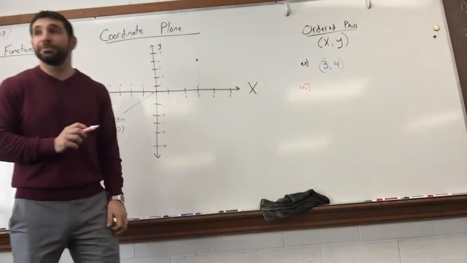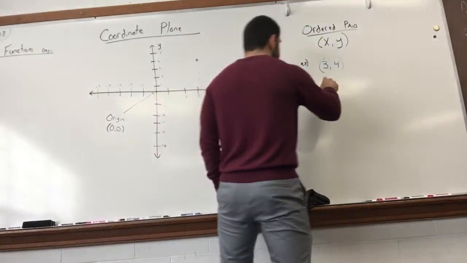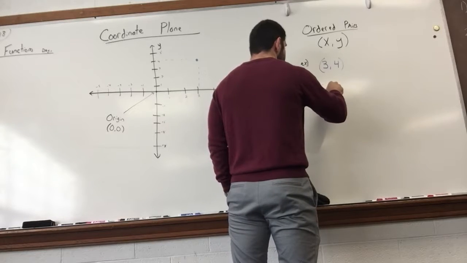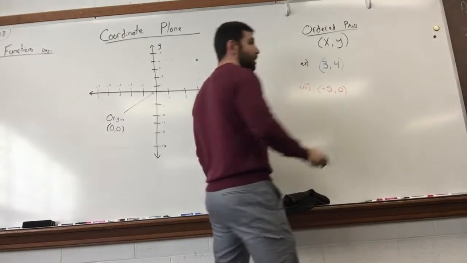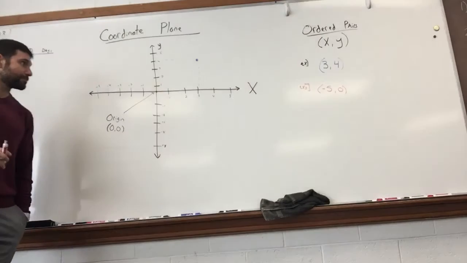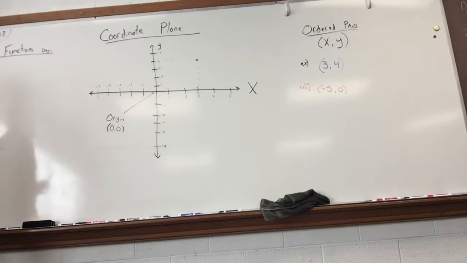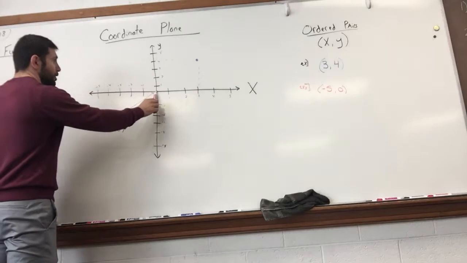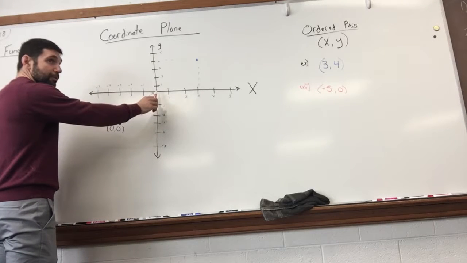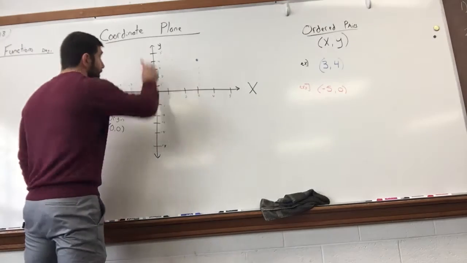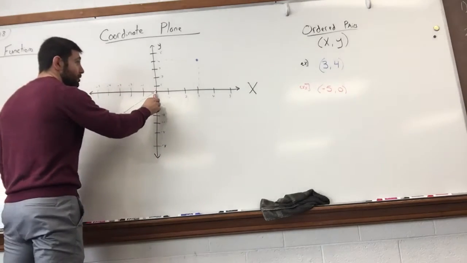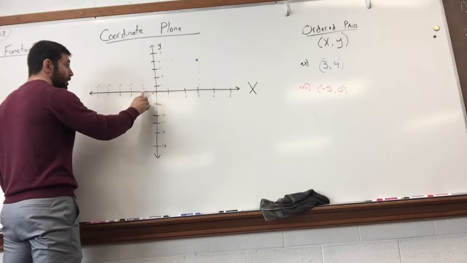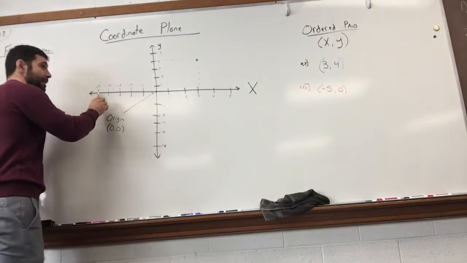So, let's do example 2. Let's go -5, 0. So again, we hover over top of the origin. The first number is -5. That's my x-axis. X goes left and right, y goes up and down. So my x, we have to go to -5. 1, 2, 3, 4. There's -5.